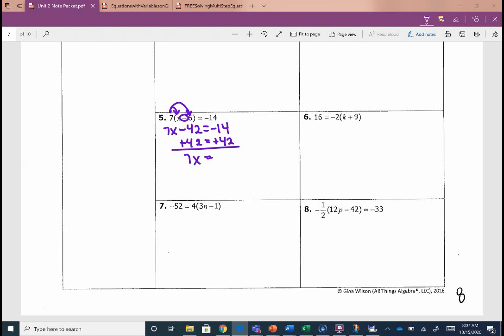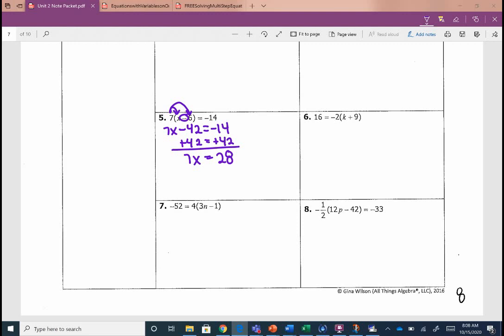Then on the other side, again, guys, here's where some of us were getting stuck. We weren't paying attention to those signs. It's a negative 14 plus 42. We've got to watch those signs. Some of us in our last round of equation solving would have told me that the right side is equal to 56. I have to be careful. It's not equal to 56. It's equal to 28. So we have to be very careful and make sure that we're watching our signs.